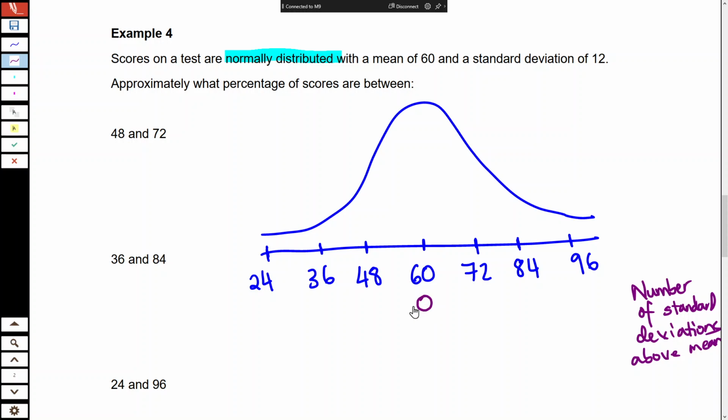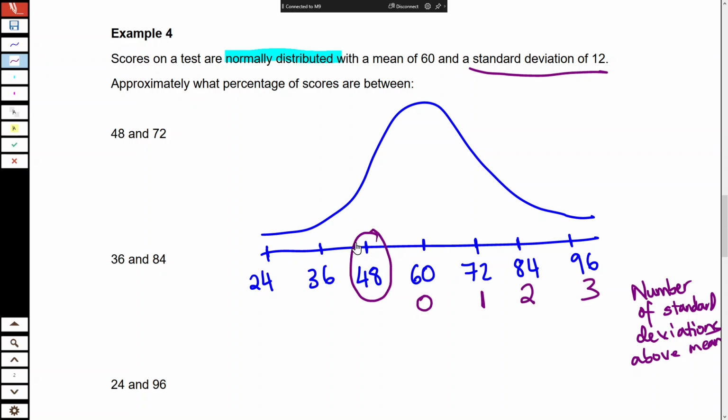So in the middle, I'm on the mean. I am not above or below the mean, so I'm going to say that's 0 standard deviations above the mean. The standard deviation is 12. So if I go up by 12, I am 1 standard deviation above the mean. 84, 2 standard deviations. 96, 3 standard deviations.